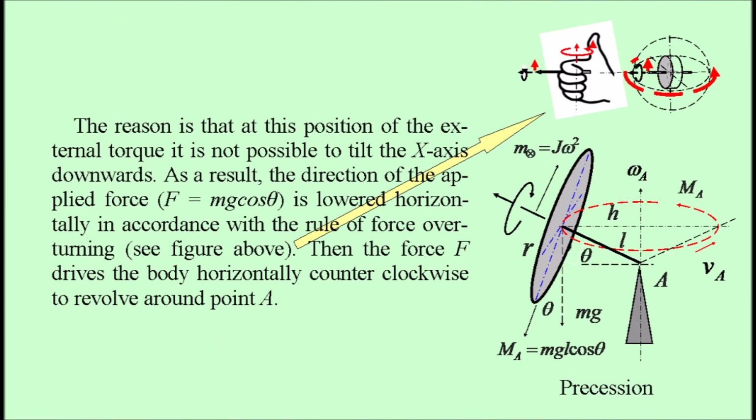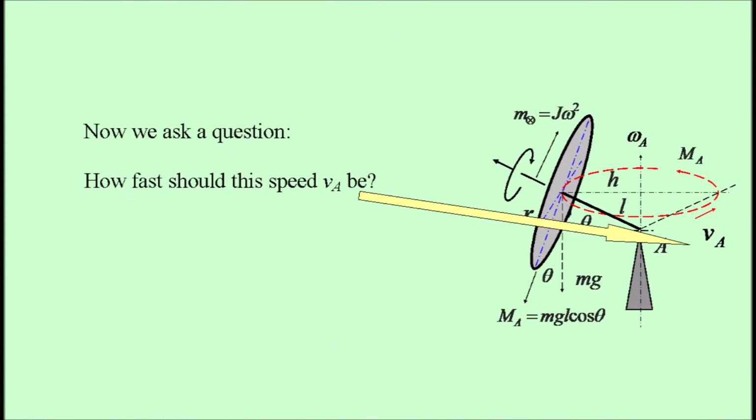The reason is that at this position of the external torque it is not possible to tilt the x-axis downwards. As a result, the direction of the applied force F is turned horizontally in accordance with the rule of force overturning. Then the force F drives the body horizontally counterclockwise to revolve around point A. Now we ask a question: how fast should this speed be?